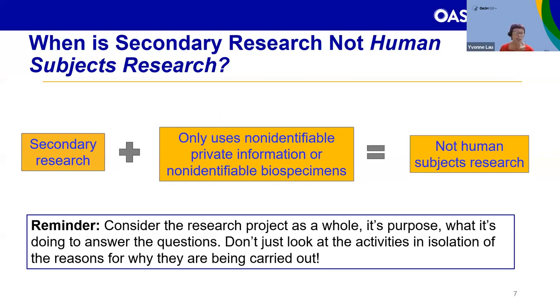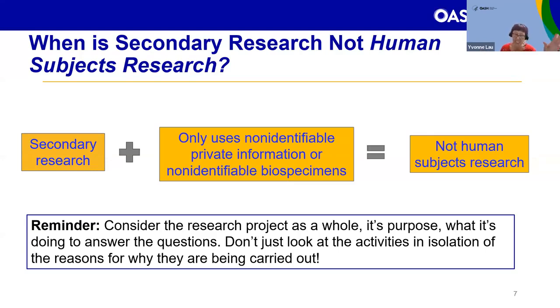I thought it's good to just give you a brief refresher of secondary research, because a lot of research today, big data research, a lot of that kind of research is actually secondary research, right? Researchers are not going out to interact or intervene like in a clinical trial situation. That would be typical, right? They're not doing that, but they're actually making use of information or biospecimens that have been collected otherwise, right? So first of all, when is secondary research not human subjects research?